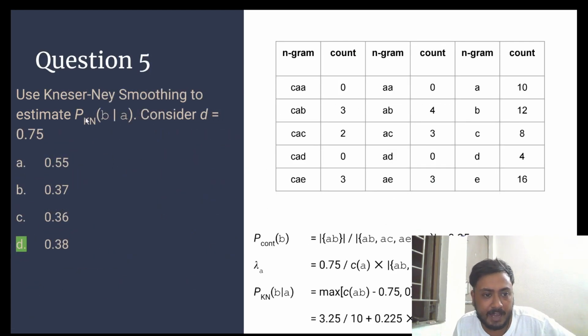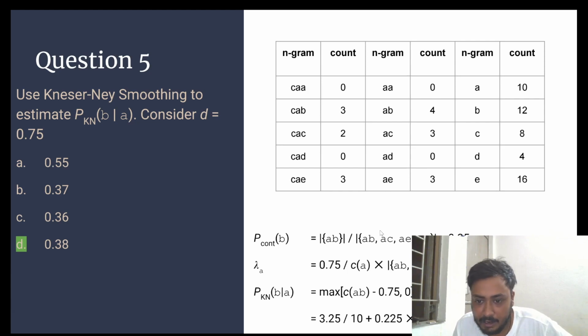So you have been asked PKN B given A. So first, probability of continuation of B. So how many bigrams does B complete? So there is only one bigram which B is completing, that is this AB bigram, right? So that is only 1 divided by total number of unique bigrams. So how many unique bigrams you have in the corpus?